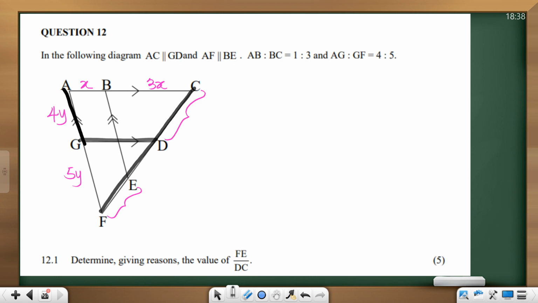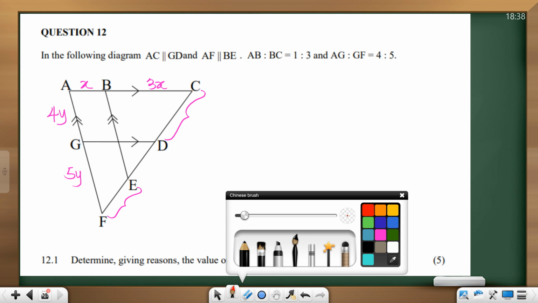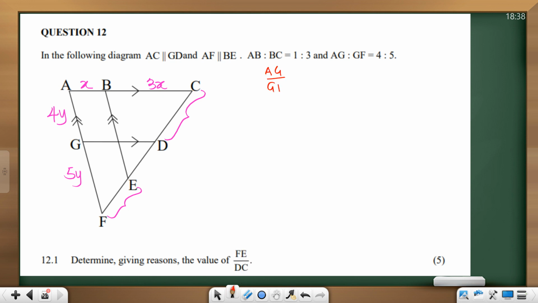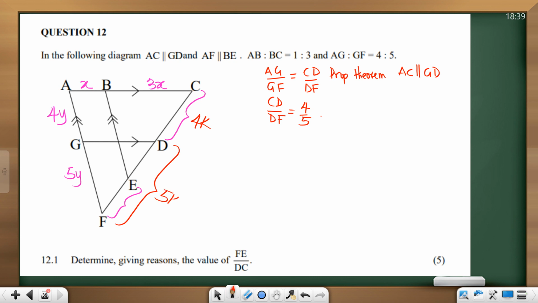Since it's proportionality, is that very clear already? Let's start writing our answers down. What are we going to write? AG over GF will be equal to CD over DF. What's the reason? Proportionality theorem. Which lines are parallel? AC is parallel to GD. Do we agree? Therefore, can we say CD over DF would also be equal to 4 over 5? Am I right? We're good. But when I move to the other side, please change letters. Don't repeat any of this. Okay? Is that fine?